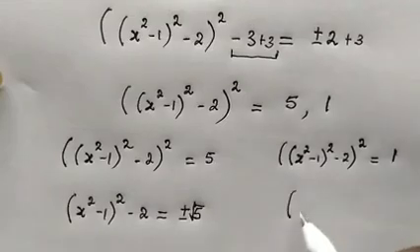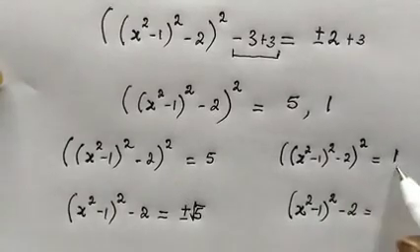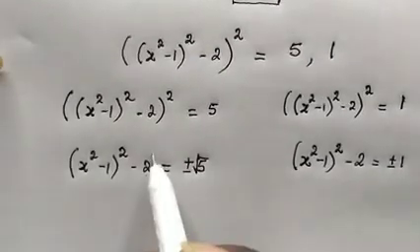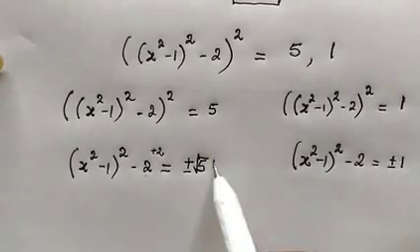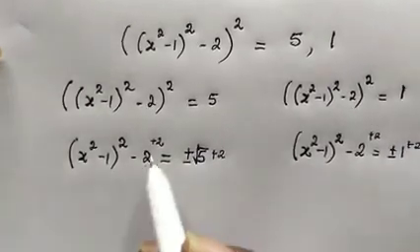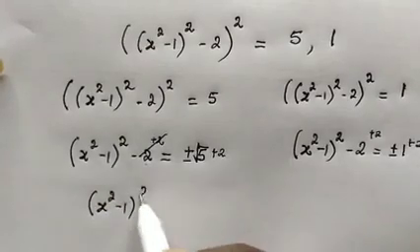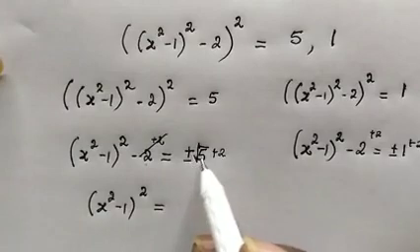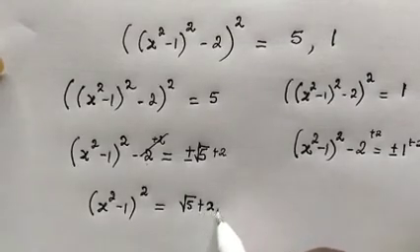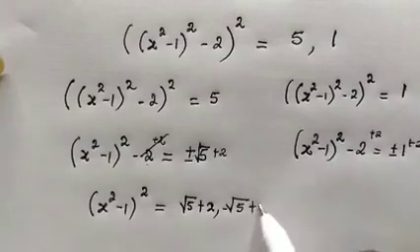And for this part here, we have (x squared minus 1) whole squared minus 2 equal to plus or minus the square root of 1, that will give us plus or minus 1. Again, here we add 2 to both sides, so this gets eliminated, right? So we have (x squared minus 1) whole squared equal to positive square root of 5 plus 2, that is, square root of 5 plus 2. And we also have negative square root of 5 plus 2, right?